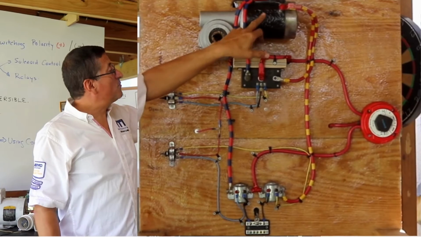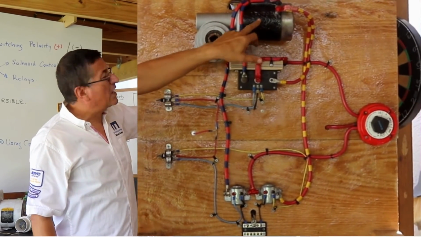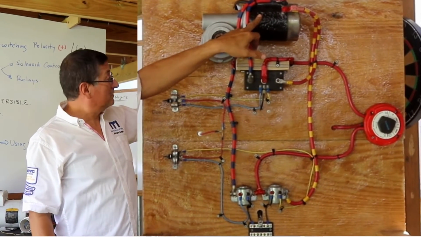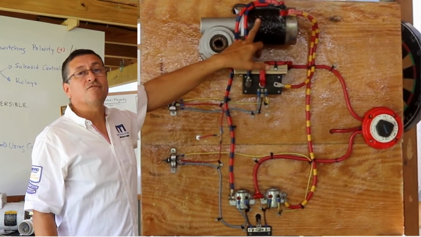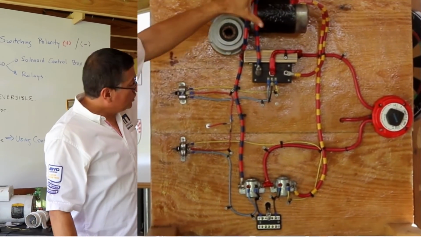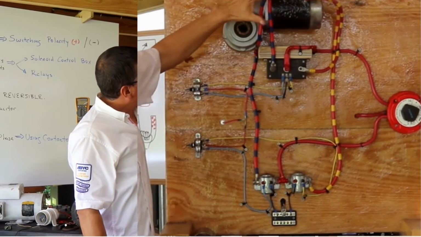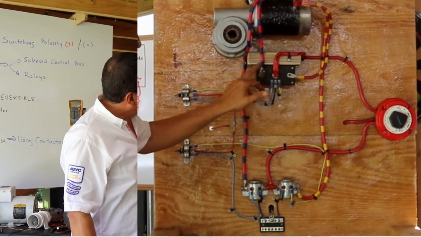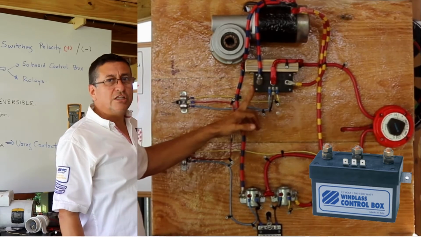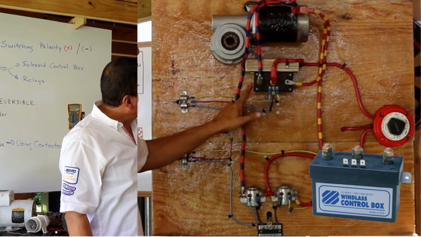Of course, this is a heavy motor. This particular motor is for 100 amps. 100 amps is a lot of amps. Okay, in order to reverse the rotation, we are going to use this equipment. This equipment is a solenoid control box. This is the solenoid control box.